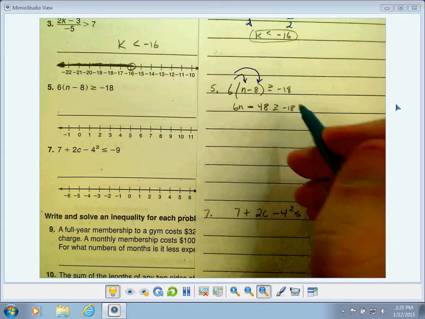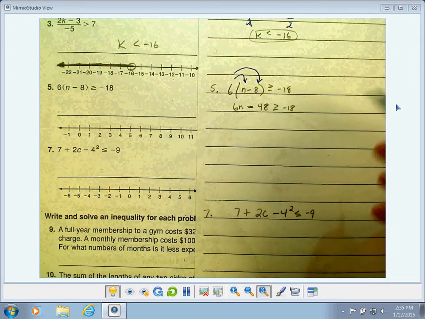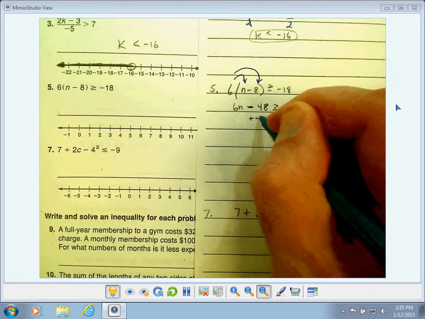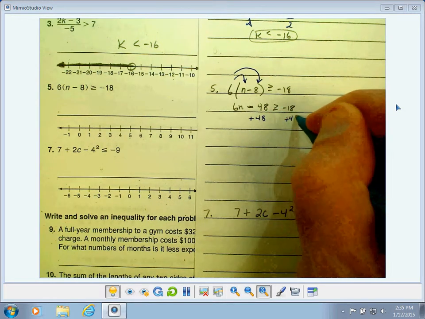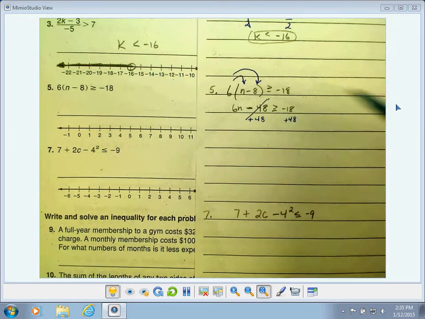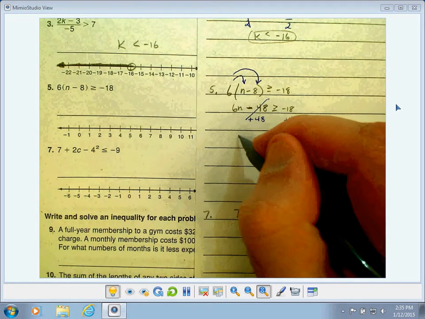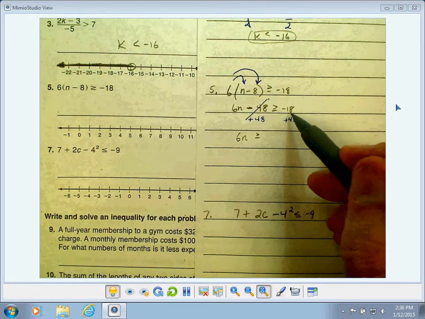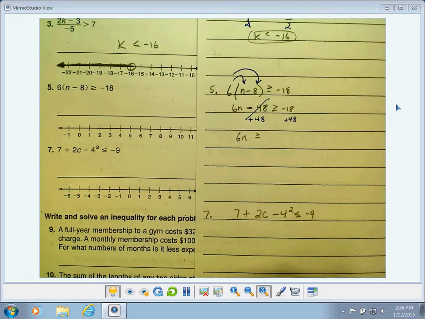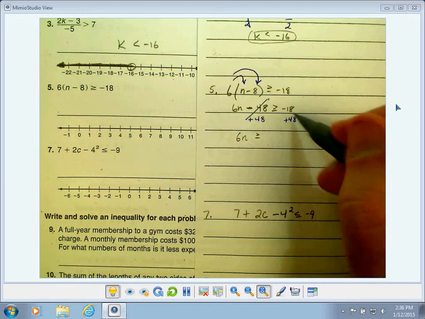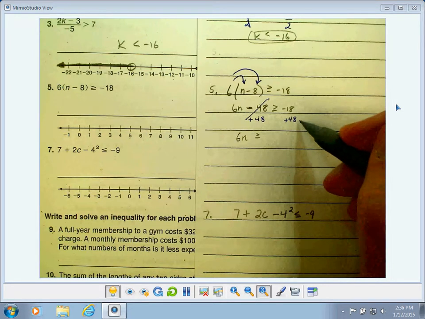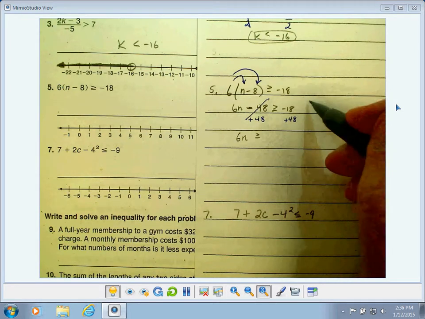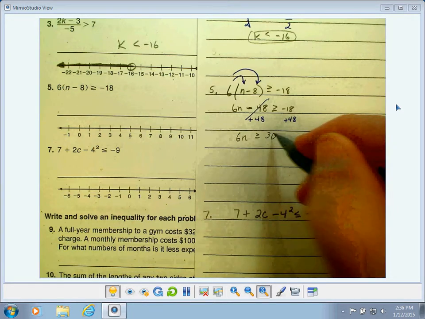So now, just like before, I need to get rid of the part that doesn't have the variable, so I'm going to get rid of this minus 48 by adding 48 to both sides. That's going to cancel the minus 48 away and leave me with 6n greater than or equal to, now negative 18, so I'm sort of down in the negatives, down in negative 18. I'm going to add 48, so I'm going to come up out of the negatives. So it's going to take me a positive 18 just to get back to 0. But since I have 48, I have to go not only back to 0, but up another 30. So it's going to be plus 30.